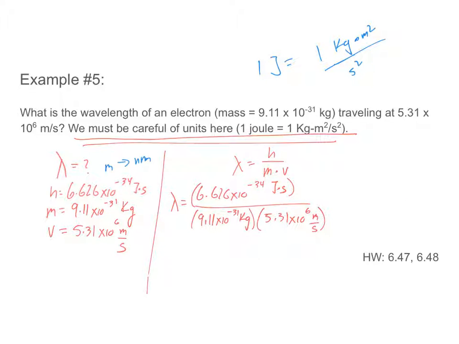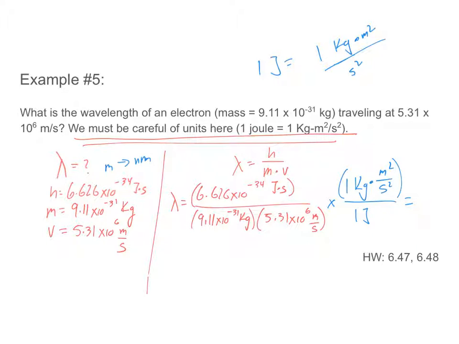according to physics, is to simply do a little bit of dimensional analysis, which says that if I put 1 joule on the bottom, and on the top I put 1 kilogram times meters squared over seconds squared, I can then cancel out all of the units that I need and end up with the units that I want. And I feel like that's cheating, but again, physics says it's okay, so we're going to allow it.